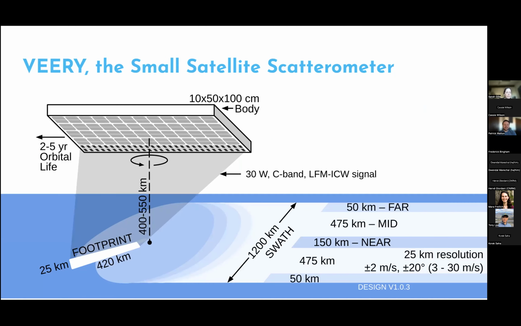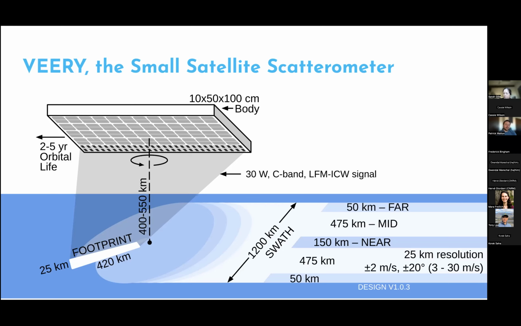So now we'll get into the system that we've arrived at and that we're working towards developing. This is Veery, our small satellite scatterometer. It's a flat panel satellite, a meter by half a meter by 10 centimeters. That gives it, it's aerodynamic, so that gives it a 2.5-year orbital life without any propulsive assistance even at a 400-kilometer altitude.